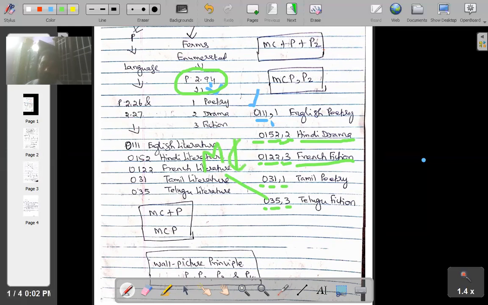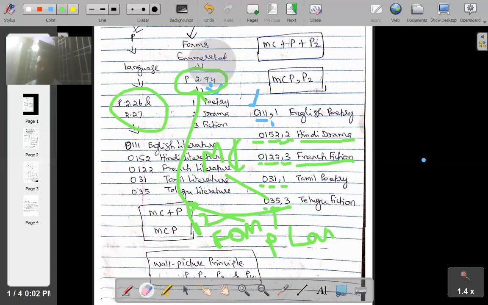So this O is the main class. 3, 5 is the P. P is nothing but the language, which is taken from page number 2.26, 2.27. Then comes 3. 3 stands for P2, which is nothing but form. What is the form of the literature? Where is the form available? Form numbers are given on page number 2.94. Fine. I think it's clear to you.